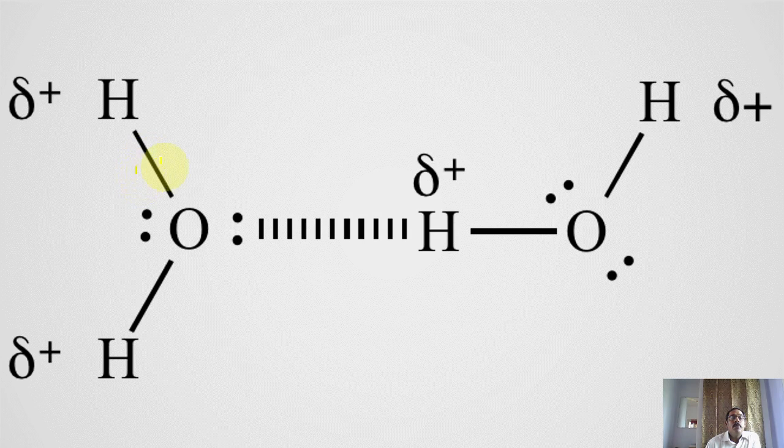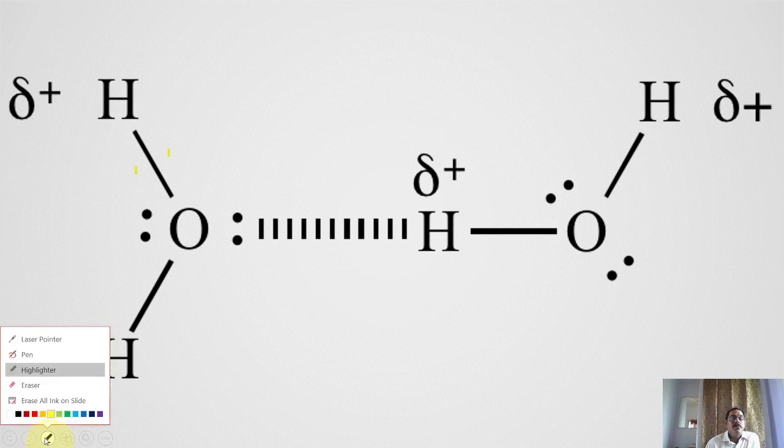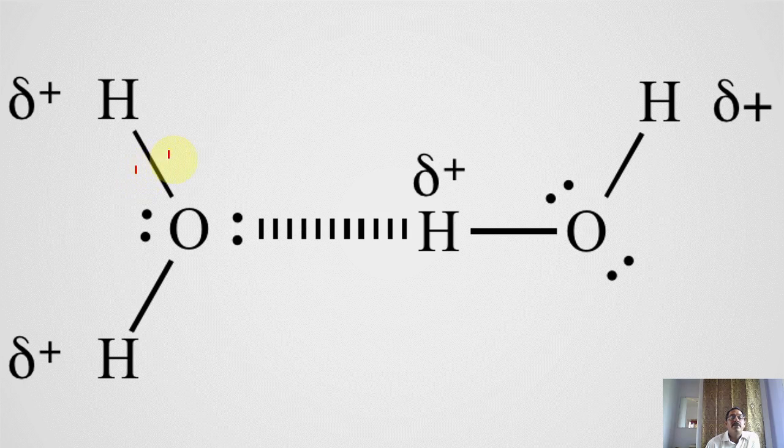A covalent bond is formed by a pair of electrons, one pair, two electrons totally. I may change color also because that may not be visible. I have just kept here two electrons. So this red colored pair is the electrons in the covalent bond between oxygen and hydrogen, which has formed the covalent bond.